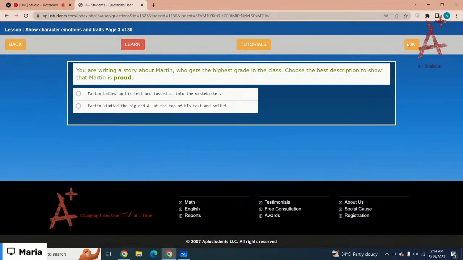Okay, you're writing a story about Martin, who gets the highest grade in the class. Choose the best description to show that Martin is proud. Martin balled up his test and tossed it into the wastebasket. Martin studied his big red A at the top of his test and smiled. So, which is the correct option? Which description shows he is proud?